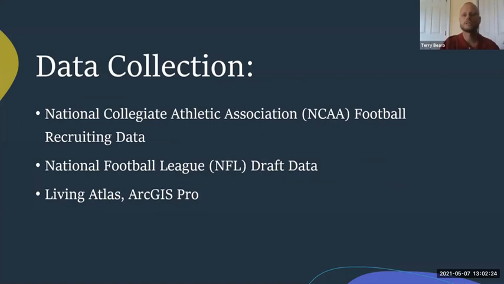So for my data collection, I used NCAA football recruiting data. This came in the form of 5 different CSV files, and it was found via a 24/7 sports recruiting database. I used NFL draft data as a supplementary analysis here, and this also came in the form of CSV files and was found via a GitHub repository. And then for my United States polygon feature class, I used Living Atlas from ArcGIS Pro.